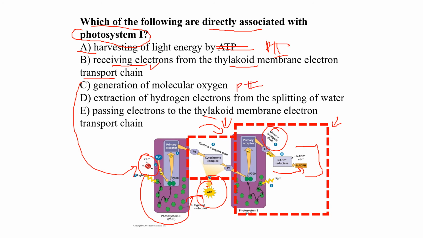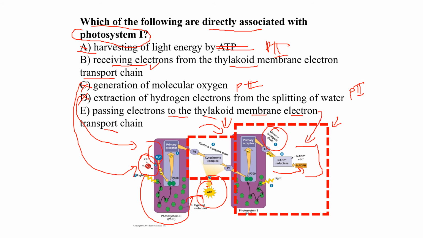So this is wrong, and A is wrong. So far B is the only one that is right. The extraction of hydrogen electrons from splitting water, and here is the water, so this also happened in the photosystem 2, so this is wrong. And here, passing electrons to the thylakoid membrane, electron transport chain, so this is actually true.